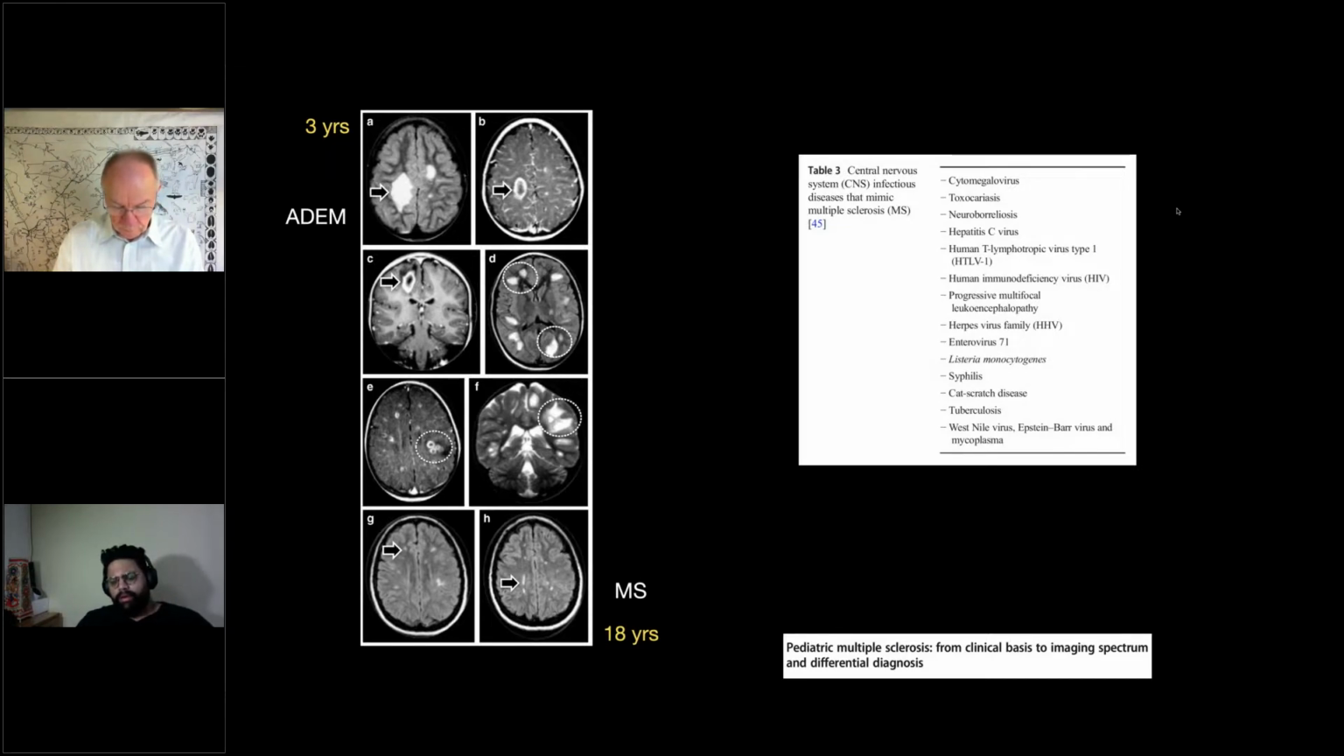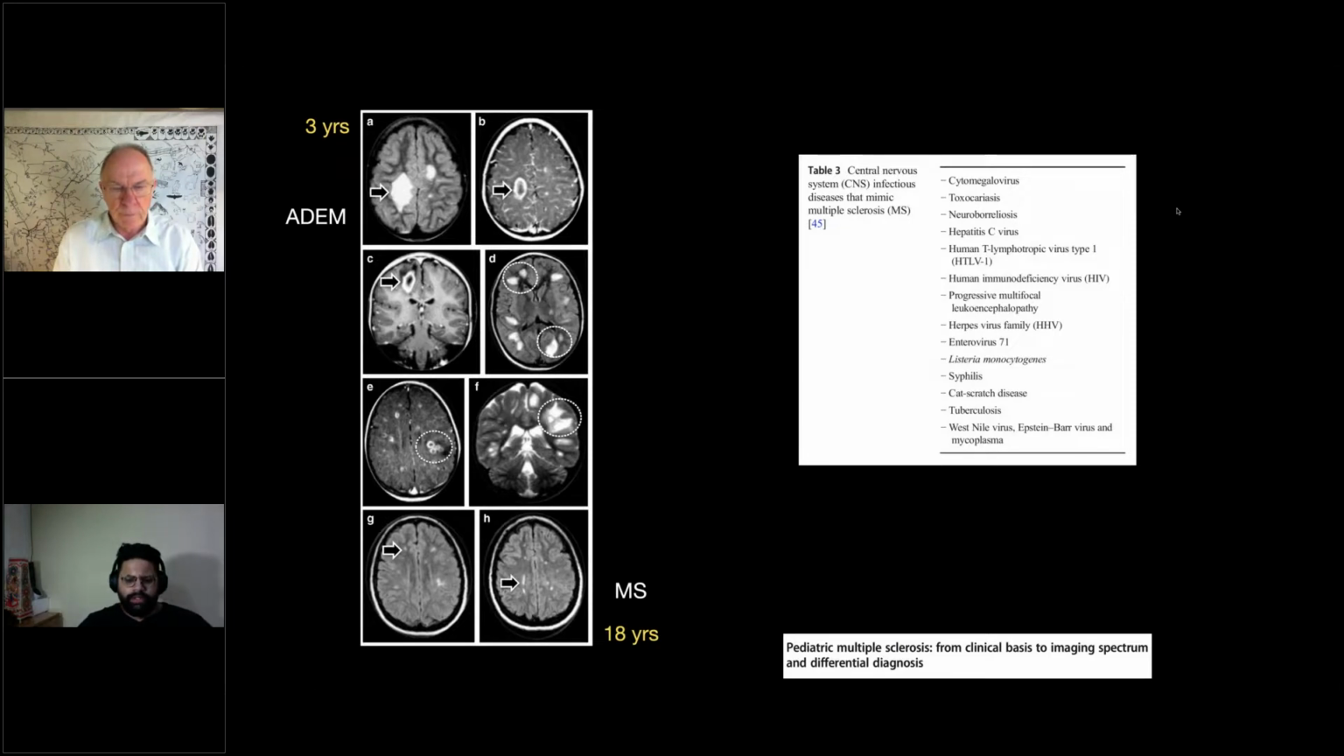So oligoclonal is positive. Any prior infections? Yes, I forgot to mention, COVID antibody IgG was positive in this child in small titers. He's not been vaccinated. He's a 10-year-old boy. But they don't give a history of COVID, nor do the family members.